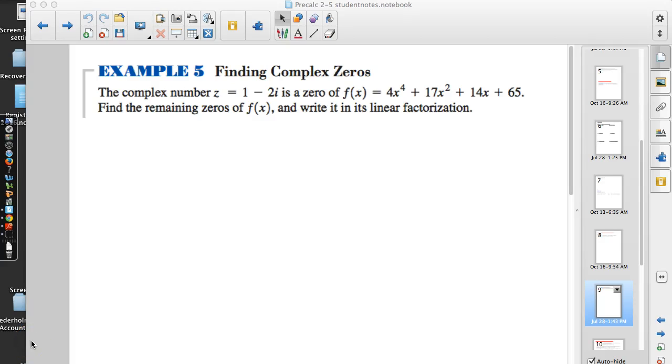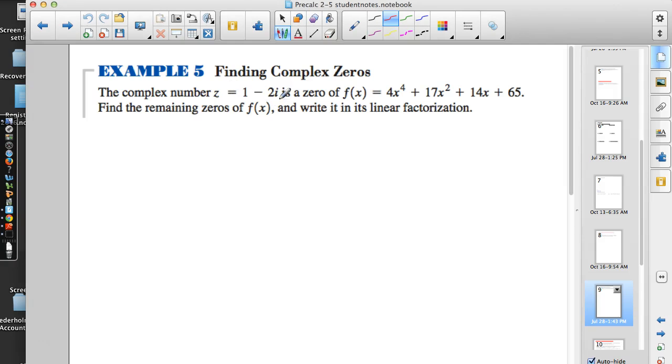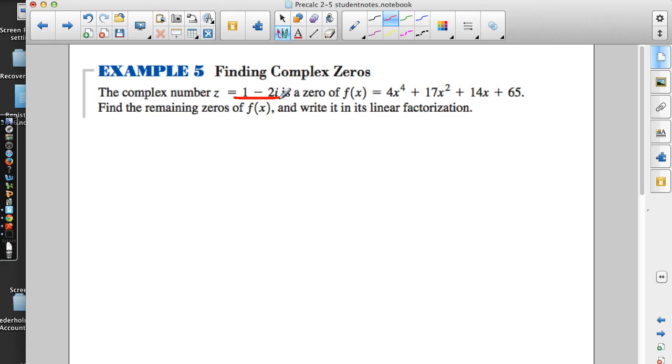Complex number z equals 1 minus 2i is a 0 of... and you know what, I'll stop right here and just say, okay, well, here's what they're trying to see if I'll miss. If 1 minus 2i is there, 1 plus 2i is there. They always come in pairs. Imaginaries are always in pairs. And you can think of it as the quadratic formula, having that plus or minus piece in there. We're always going to get two answers.